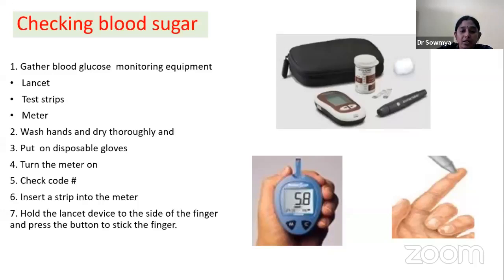First we have to turn the meter on, check the code if any code is present, then insert a strip. So we have inserted a strip into the meter, and then hold the lancet device to the side of the finger and press the button to stick the finger.